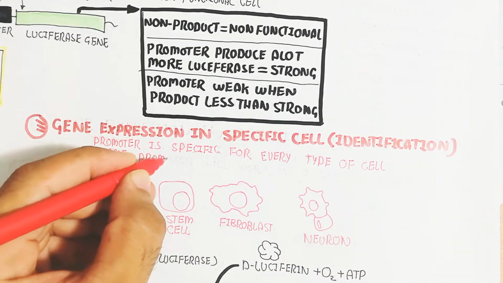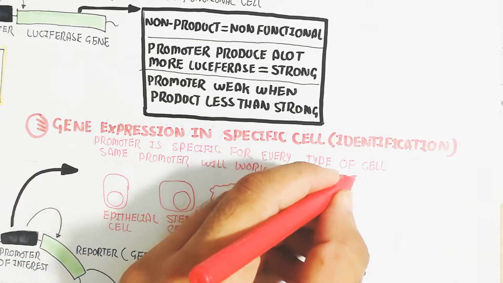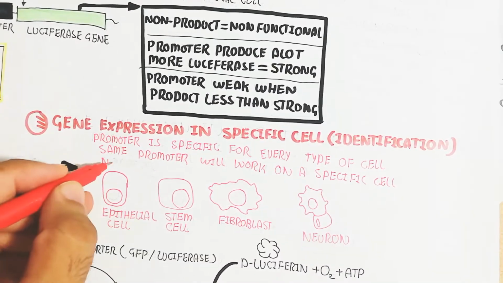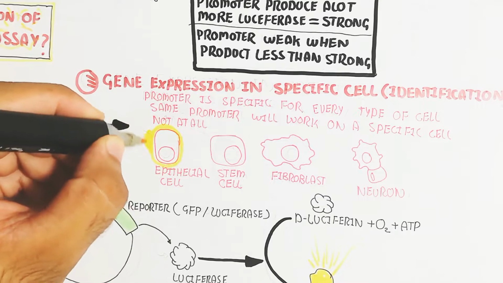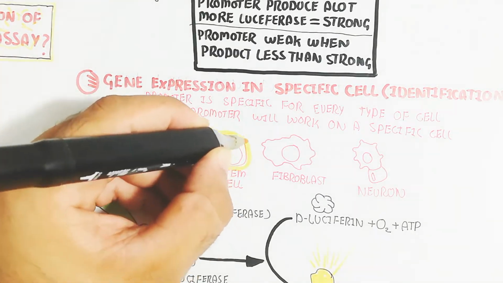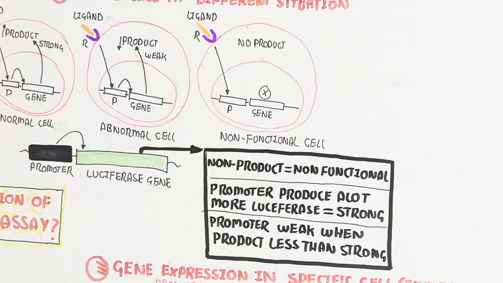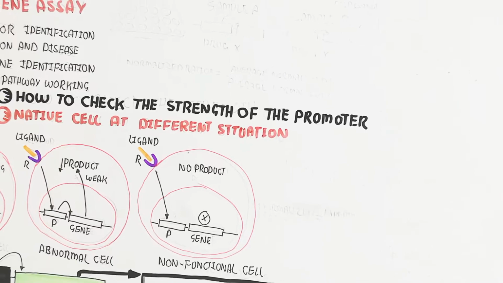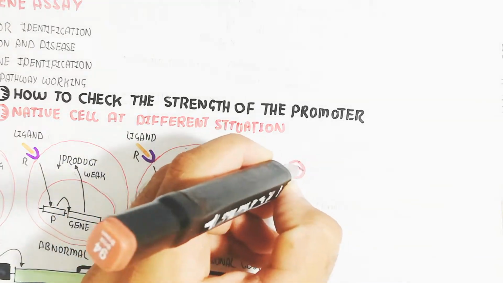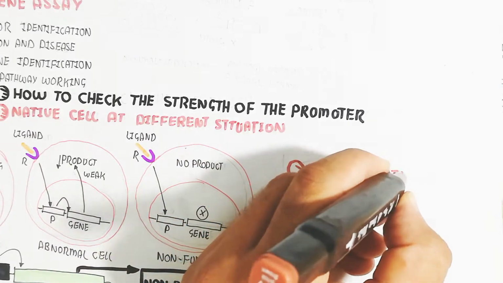So that is why we can say that when we add the luciferin, or the protein is already present, it will convert into oxyluciferin in the presence of luciferase enzyme. So remember, the epithelial cell and stem cell are functional, so we can say that this is an epithelial cell specific promoter.